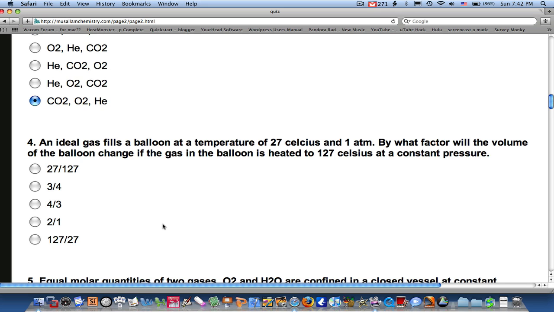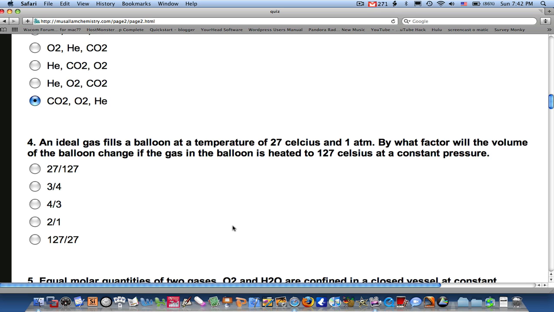4. An ideal gas fills a balloon at a temperature of 27 degrees Celsius and 1 atmosphere of pressure. By what factor will the volume of the balloon change if the gas in the balloon is heated to 127 degrees Celsius? So there's 2 things in this problem: A, common sense approach first, and B, converting to Kelvin.